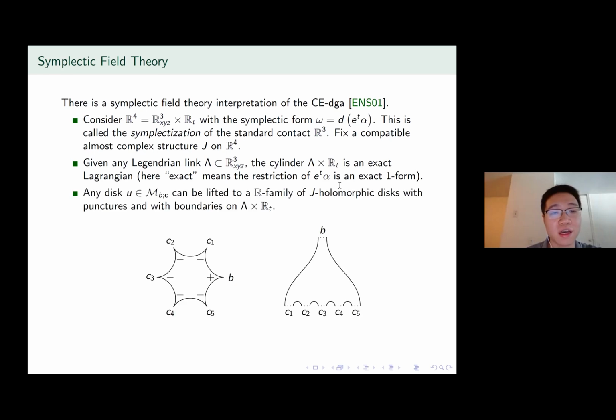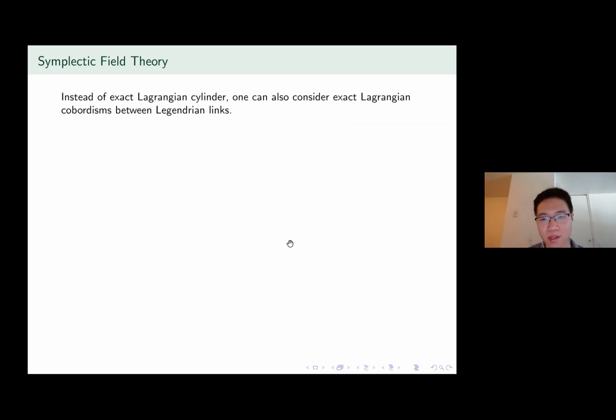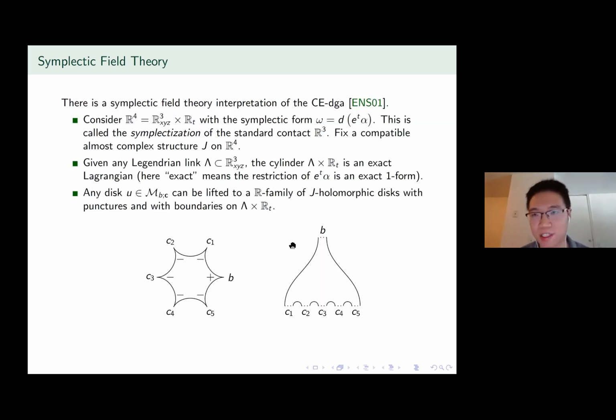So any disk that we were looking at before actually turns into an R family of punctured disks. If you take the original picture in the Lagrangian projection and turn it into the R4 picture, the corners become punctures at infinity. So you have a positive puncture at B and a bunch of negative punctures at C. That's the picture of how you see the disk in R4, and these are J-holomorphic.